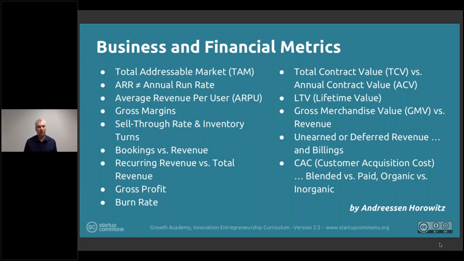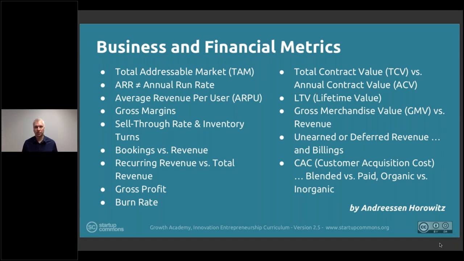Gross margins. Basically that is how much profit you have between the actual revenue and the costs of acquiring that customer and the cost of serving that customer. Sell-through rate and inventory turns: how much are you selling through versus how much you are not selling? This is specifically for physical products or other capacity that you have. If you have an inventory of products, how long are they in the inventory on average? Let's say you buy 1,000 units, how long on average does it take for those 1,000 units to turn over in your inventory?